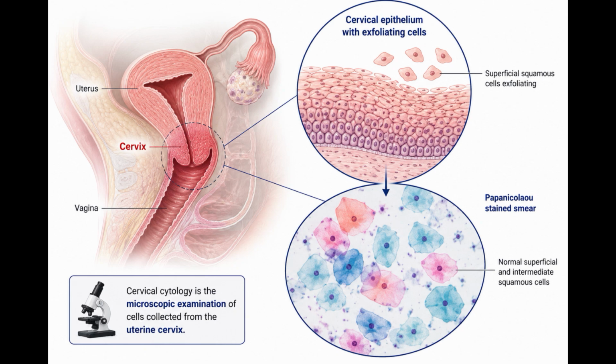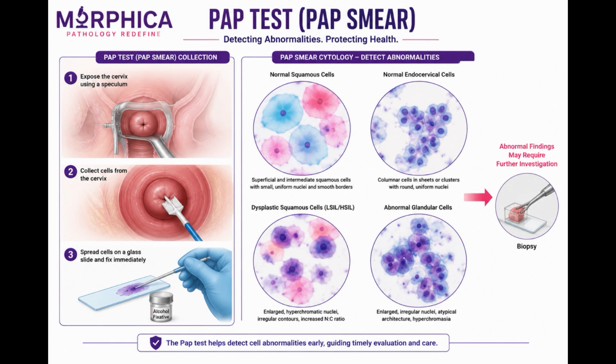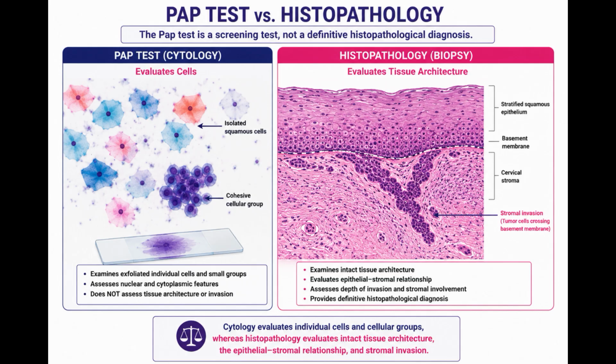Cervical cytology is the microscopic examination of cells collected from the uterine cervix. The Papanicolaou test, commonly called the Pap test or Pap smear, is used to detect squamous and glandular epithelial abnormalities and to identify patients who require further investigation. The Pap test is a screening test, not a definitive histopathological diagnosis.